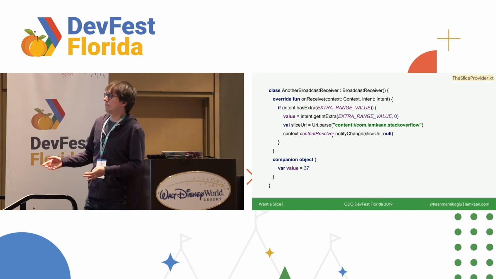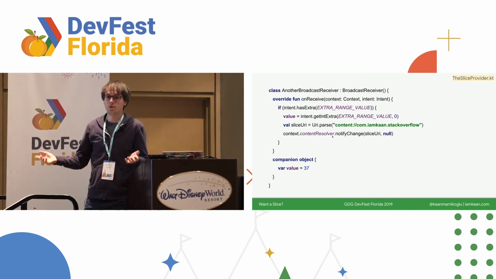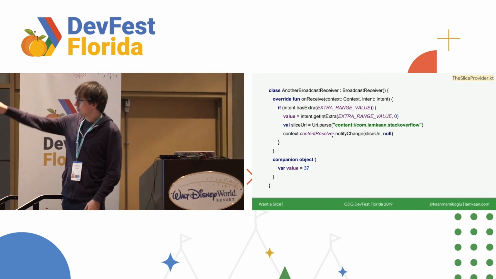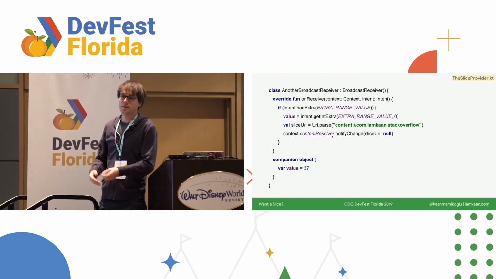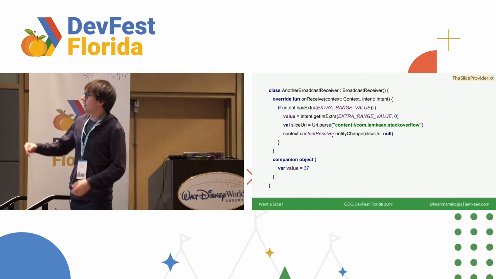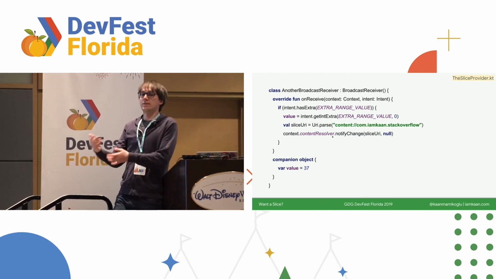And then you do this in the background with a broadcast receiver or a service, it doesn't really matter. And then to update your slice, you just change the URI, and in the URI you can pass the actual value somehow, depending on your URI setup. And then you call this content resolver to update your slice.